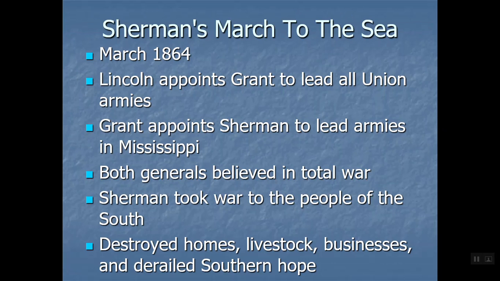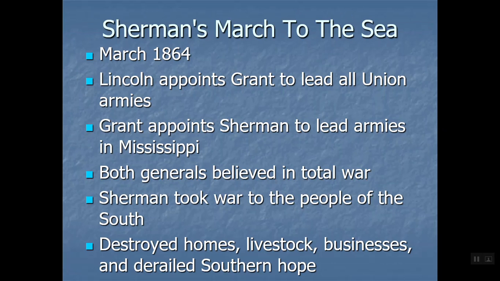So Grant appoints Sherman to lead the armies in Mississippi. So he leaves a small reinforcement to maintain control of Vicksburg and control of the Mississippi River. But then Sherman marches. He takes his troops and he marches from Mississippi up through Tennessee, pretty much over to Georgia. He wants to get to the coastline and then move up the coast to Virginia to get that third and final component of the Anaconda Plan, capture the capital city of Richmond.